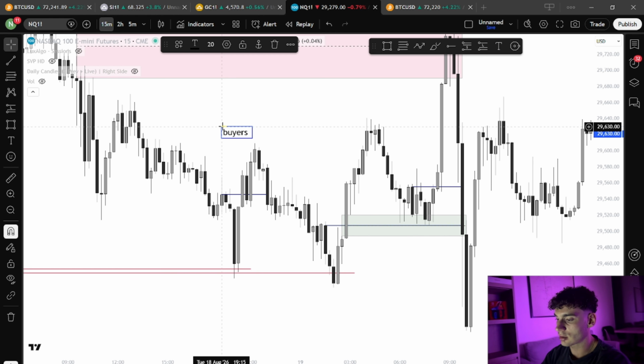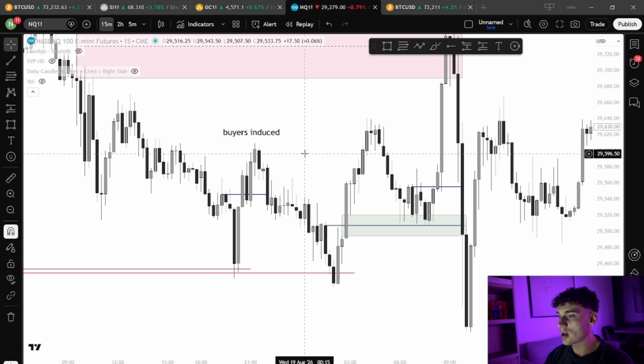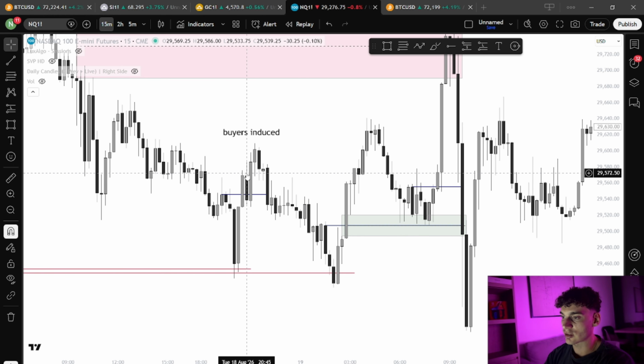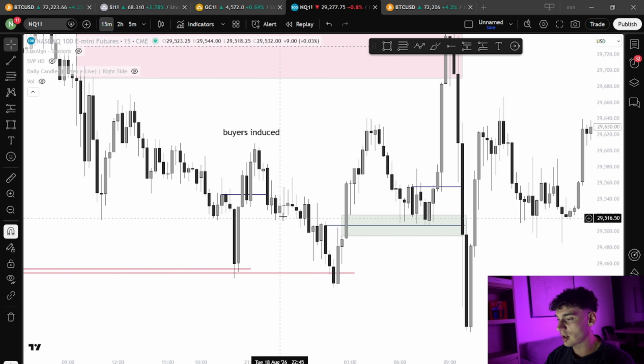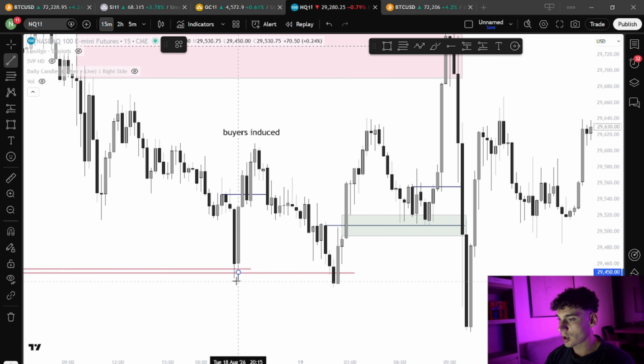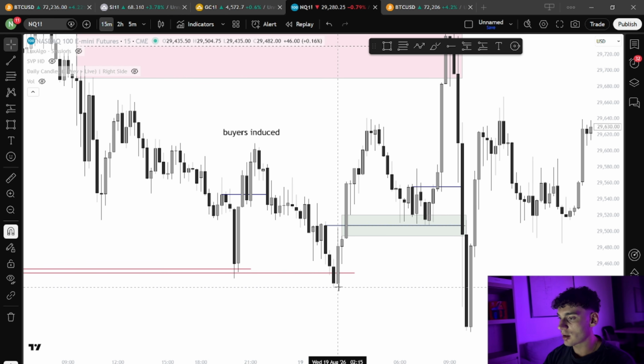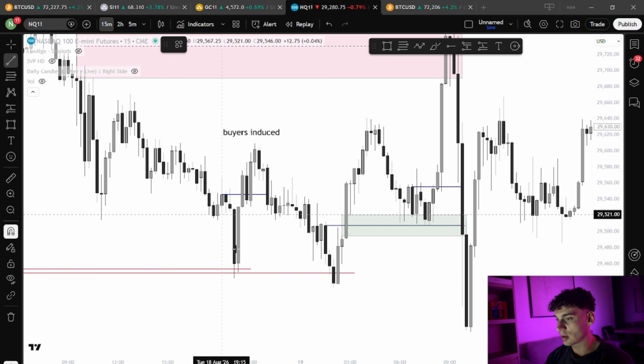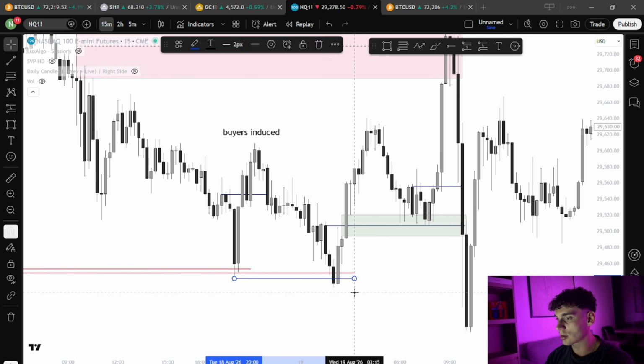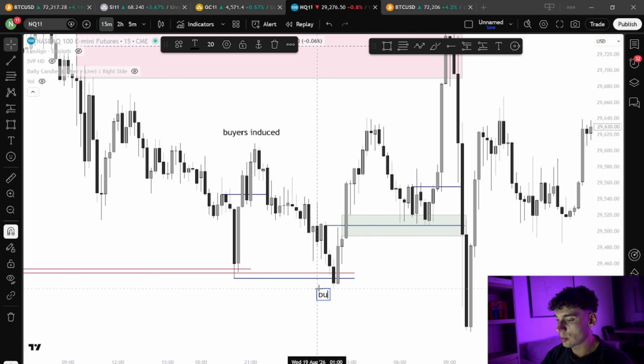Buyers induced. Why are they induced? Because they're seeing this as a change in state of delivery and they're opening their trades here. And then price went down below this low here, which means that the buyers are now taken out from the market, because all the buyers that were putting their long positions here were putting their stop losses below this low. So when the price swept that low, we know that now the buyers are trapped.